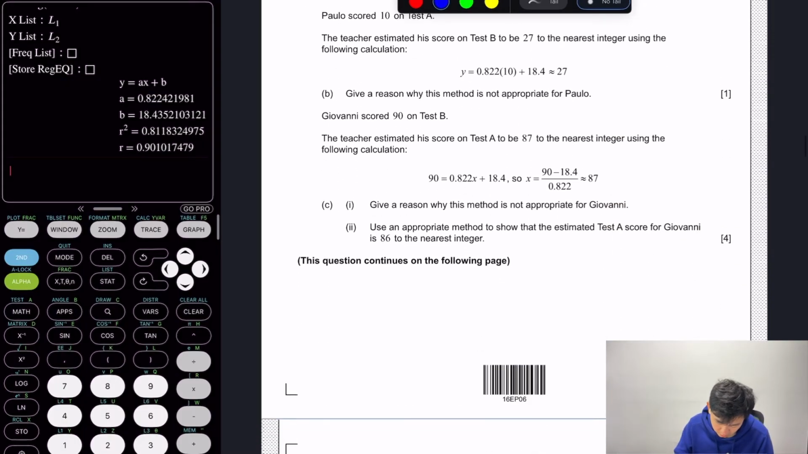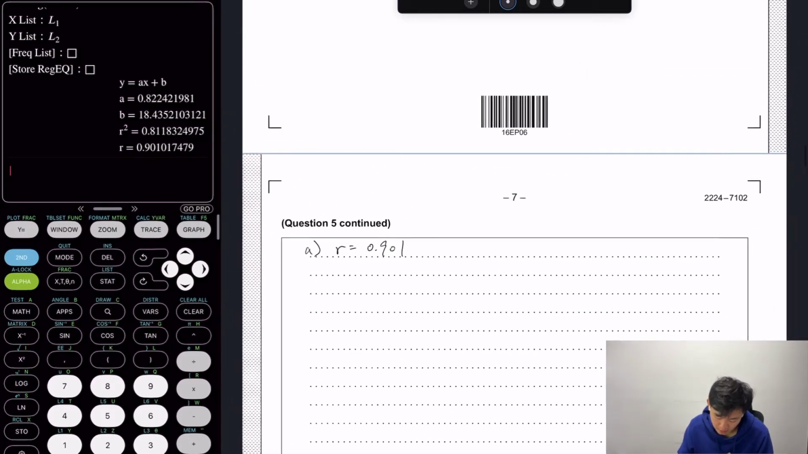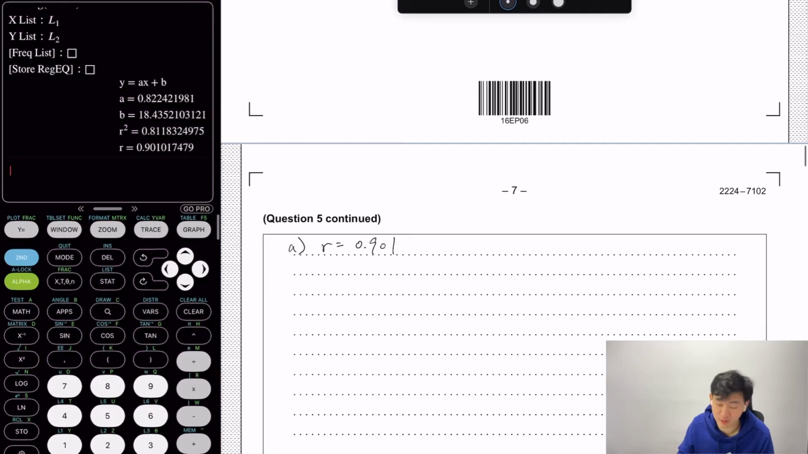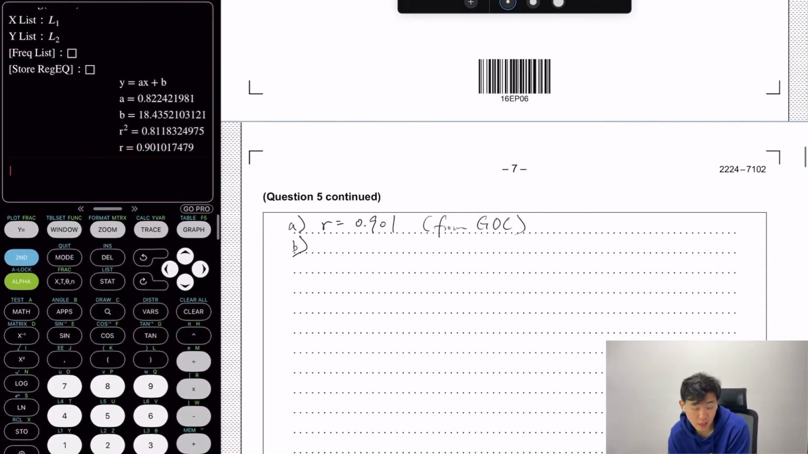All right. So part A, you're going to write it out first. Your R is equal to 0.901. Again, you can say it's from your calculator. There's nothing else you can write because every step is in the calculator. Or you can take it from the GDC, if that counts as a step, though it doesn't really matter for the AAHL paper.